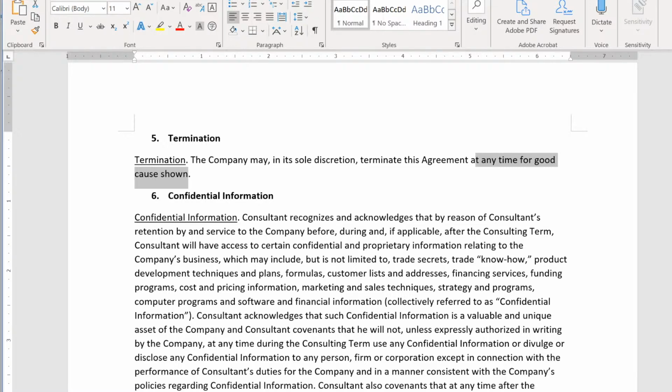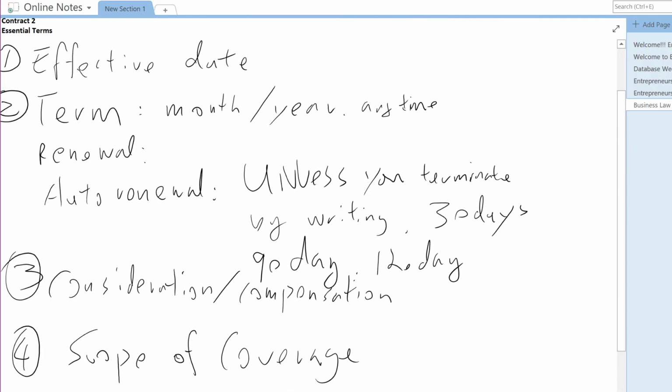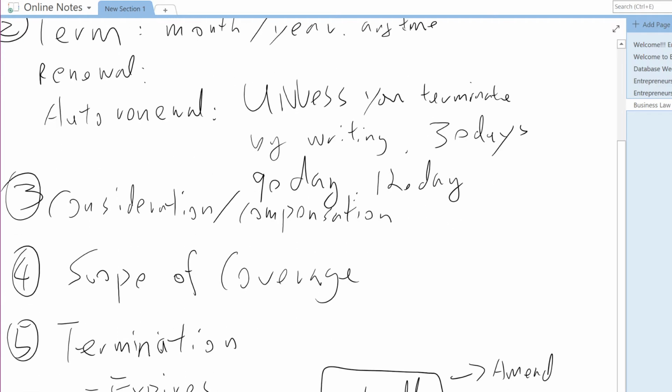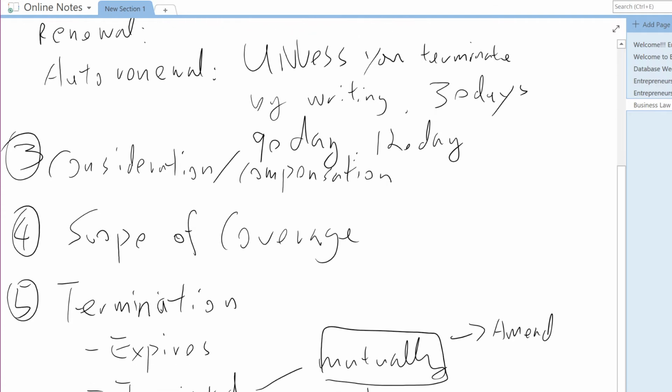So these are the 5 things that are essential. We have effective date and term, which includes possibly the renewal procedure. We have consideration and compensation, that should definitely be spelled out. The scope of coverage, and the more comprehensive, the better. And then a termination clause. So these things are absolutely necessary and essential in every contract. Without them, you run the risk of having a contract that doesn't have enough terms and doesn't protect either party.